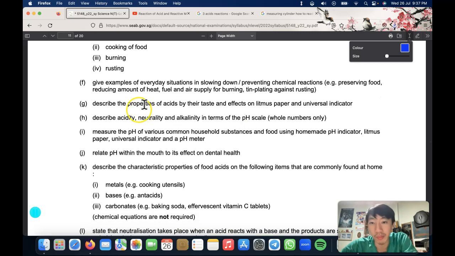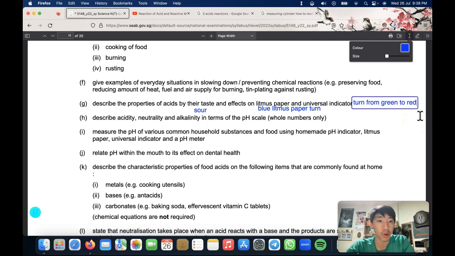Okay, next, describe the properties of acid by their taste and their effects on litmus paper and universal indicator. We already said this, but what do acids taste like? Do they taste bitter? No, they actually taste sour. What's the acid effect on litmus paper? It will turn blue litmus paper red, and of course if it was already red litmus paper, then it will remain red. Then what does it do to the universal indicator? It would turn from green to red.